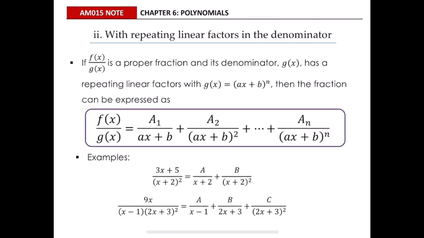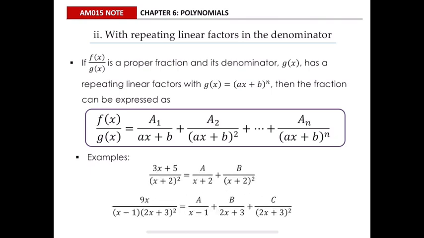The examples are this. The first example only has one repeating linear factor in the denominator. Because the power is 2, the partial fraction repeats twice, one with power of 1 and the other with power of 2. The second example has two factors in the denominator. One is a non-repeating linear factor and the other is a repeating linear factor. So, the fraction is decomposed as a sum of three partial fractions.